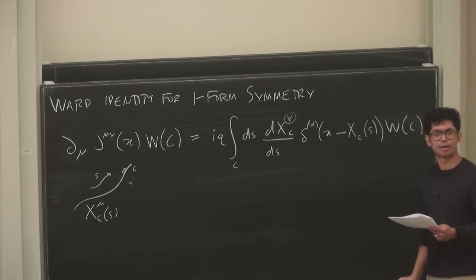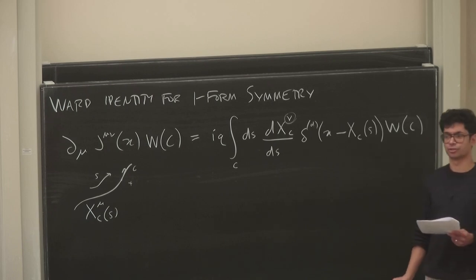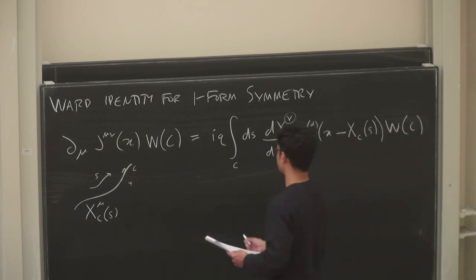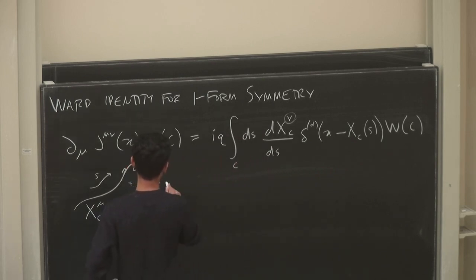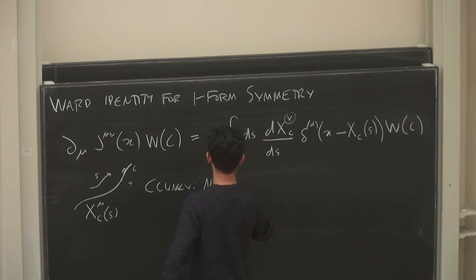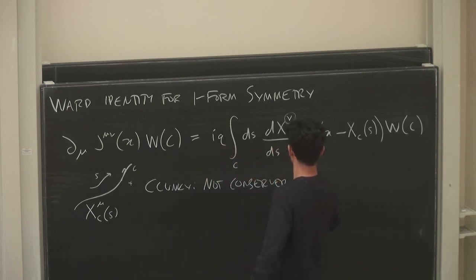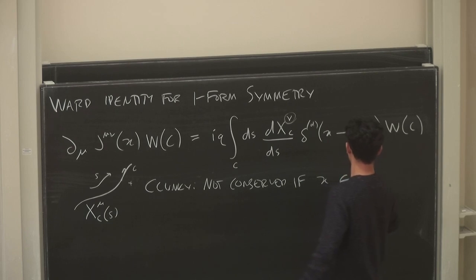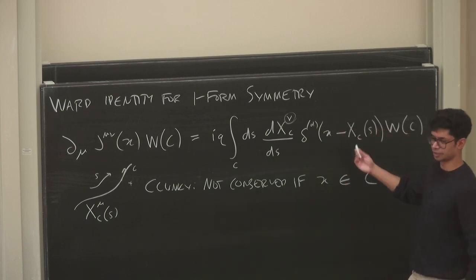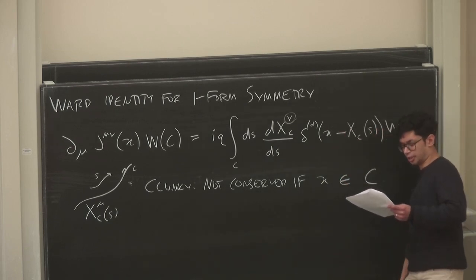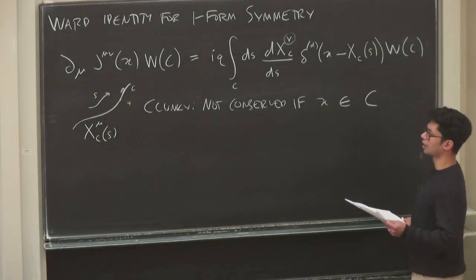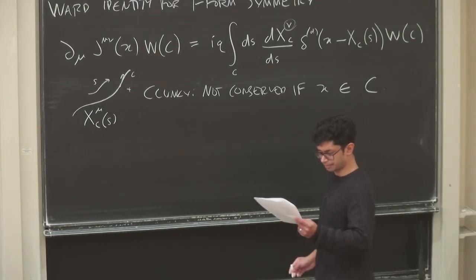Okay, so I want to write this in a more elegant way using differential forms. So this is just clunky, but it says not conserved if x is on the curve C. That's all that this means. Okay, so now I'm going to introduce a more elegant notation for this same thing.